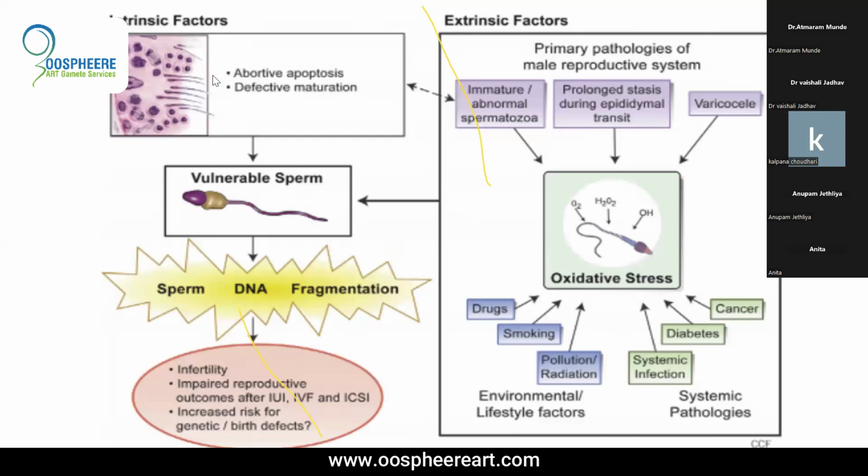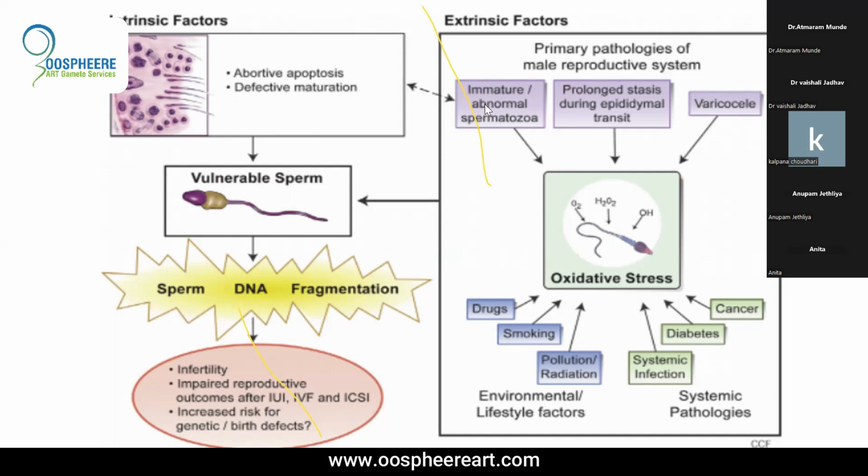Now, this is how it happens. Apoptosis and defective maturation because of intrinsic factors like diabetes mellitus will produce a vulnerable sperm which can get damaged and cause sperm DNA fragmentation, leading to infertility and impaired reproductive outcome. That is, you see a good count but you don't get a result in IUI, IVF or ICSI, or there is increased risk of abortion or birth defect.